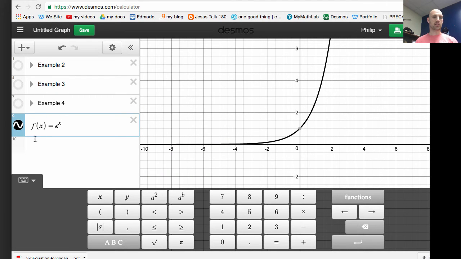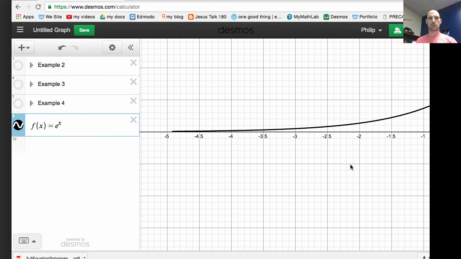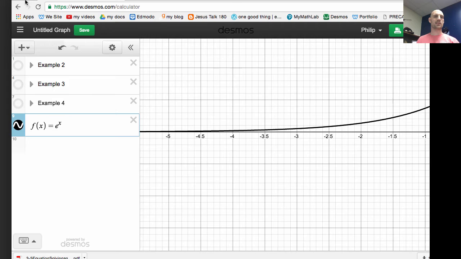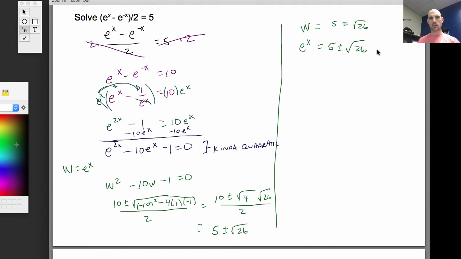But when I look at the graph here, check this out. I've got e to the x here. What do you notice about the values of e to the x? Check it out. They're all positive. Okay, so I can't have 5 minus root 26. And so really, I just have e to the x equals 5 plus root 26.